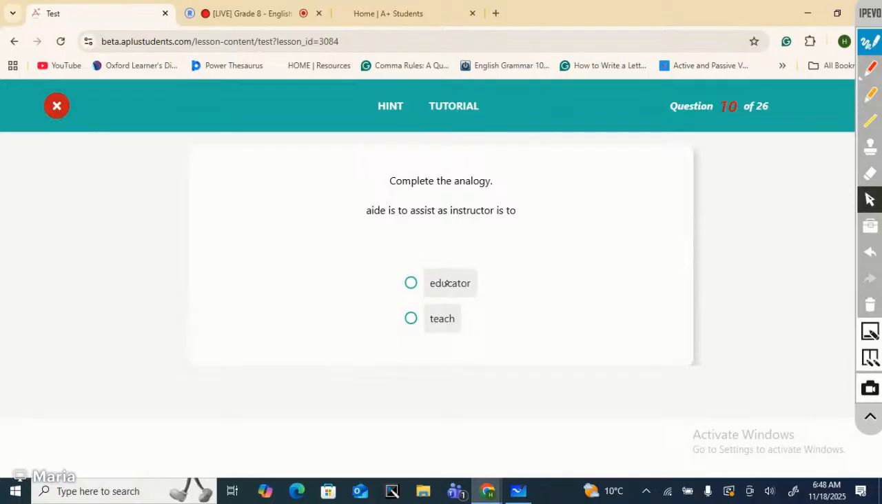Aid is to assist. Aid means assist. They have a synonyms relationship. This pair of words, what kind of relationship does it have? Aid is to assist. The relationship is of synonyms. They are synonyms. Now find the synonym of instructor. Instructor is to educator or teach.